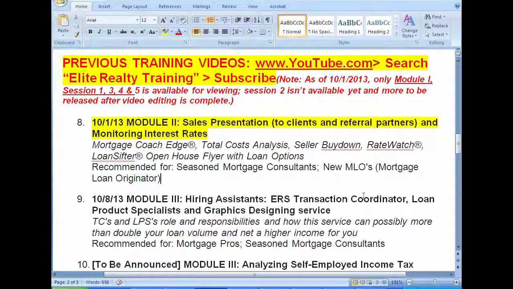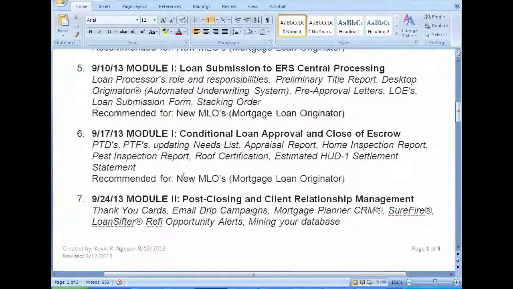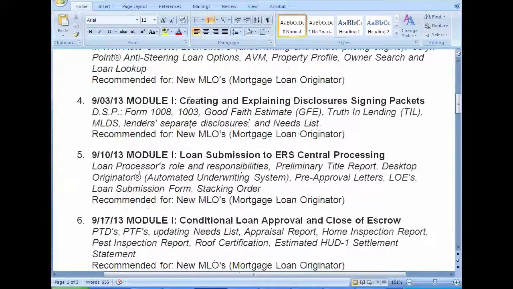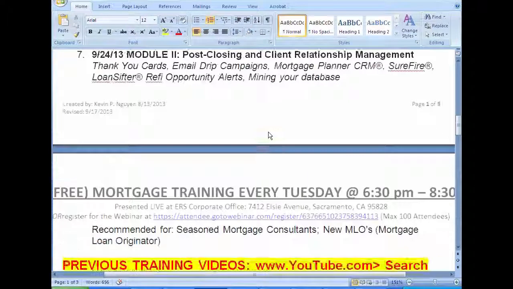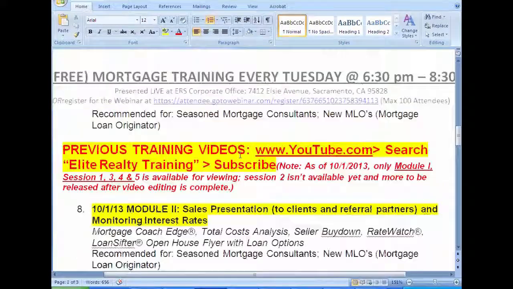So next week we'll talk about, for those who attend, the central processing, because I want to explain this for you guys. We do it in modules. So module 1 is the basics of the loan, which goes together. We're on module 2, which is just making you a better loan officer, with the post-closing CRM and then also sales presentation. Then we're done with those follow-ups.